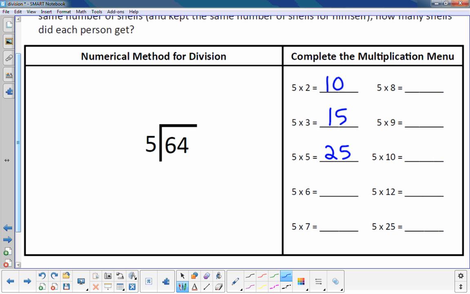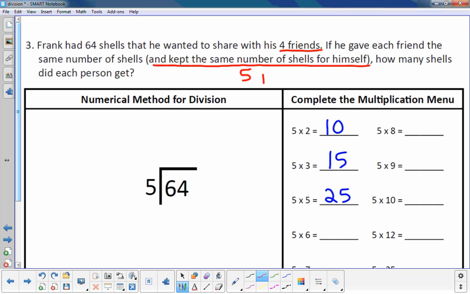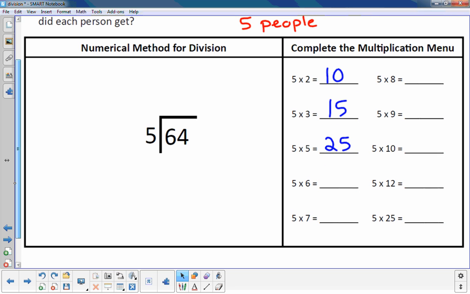Wait a minute. Why am I doing a multiplication menu for 5? I think Mr. Knowles made a mistake. And sometimes he does that. Let's look at this again. Yep, there's 4 friends. So I wonder if I should do a multiplication menu for 4. If he gave each friend the same number of shells and kept the same number of shells for himself, how many shells did each? Oh, there's a total of 5 people. I got you, Mr. Knowles. You did not make a mistake this time. All right, I'm going to keep building this then.